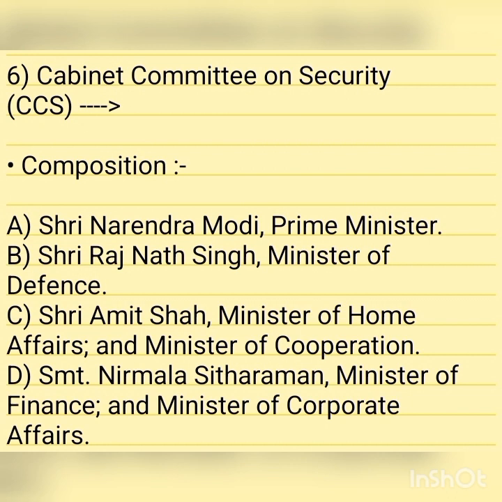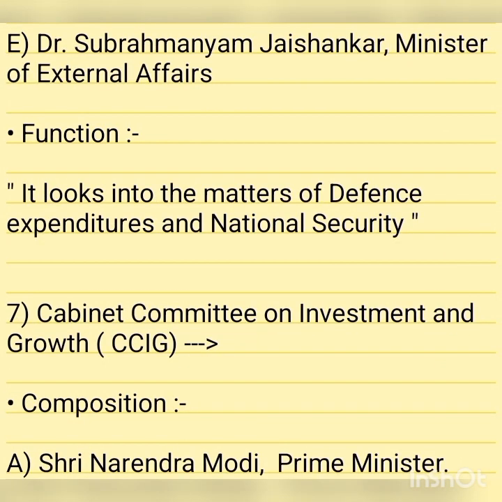Next committee, number 6, Cabinet Committee on Security, CCS, and its present composition. Number 1, Sri Narendra Modi, Prime Minister. Number 2, Rajnath Singh, Minister of Defence. Number 3, Amit Shah, Minister of Home Affairs and the Minister of Cooperation. Number 4, Nirmala Sitharaman, the Minister of Finance and the Minister of Corporate Affairs. Number 5, Dr. Subramaniam Jaishankar, the Minister of External Affairs. And the function of this committee is to look into the matter of defense expenditures and national security.